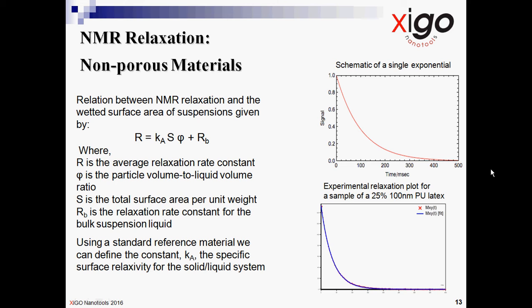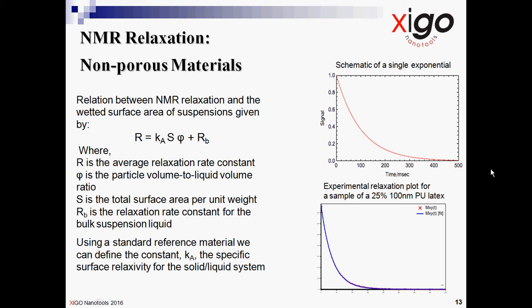As in the BET gas adsorption method, monolayer coverage of fluid onto the particle surface is assumed. The specific surface relaxivity constant, K sub A, clearly depends on both the particle type and dispersing liquid. For a given interface, K sub A must be determined experimentally with reference to another analytical technique. However, for a given particle-liquid combination, when monitoring relative changes in particle surface area, for example in milling, the differences in relaxation time are absolute, and so determination of a specific value for K sub A is not necessary.